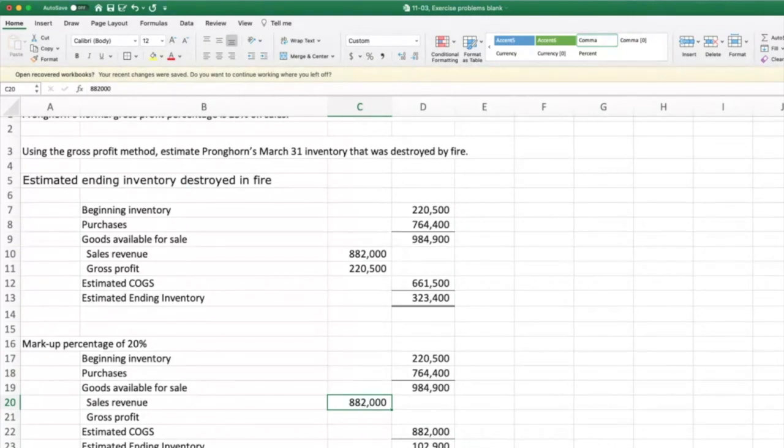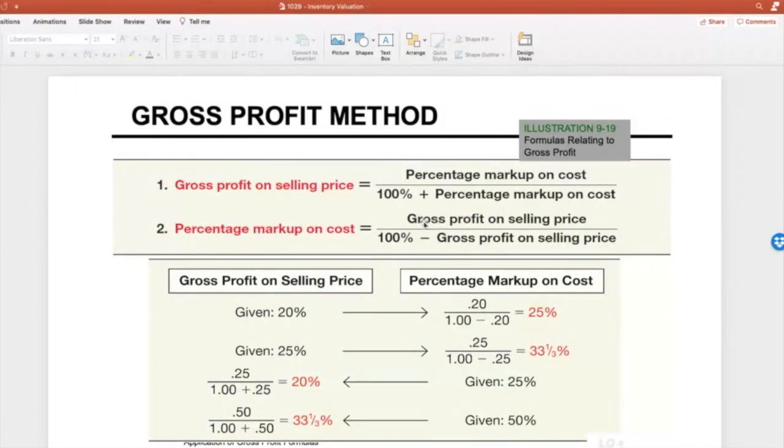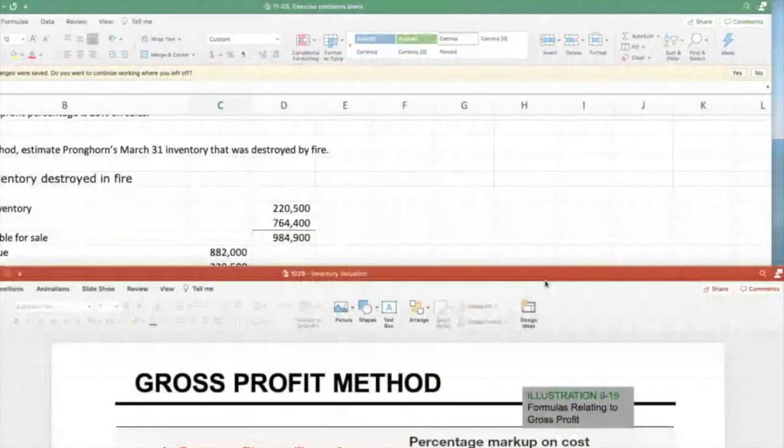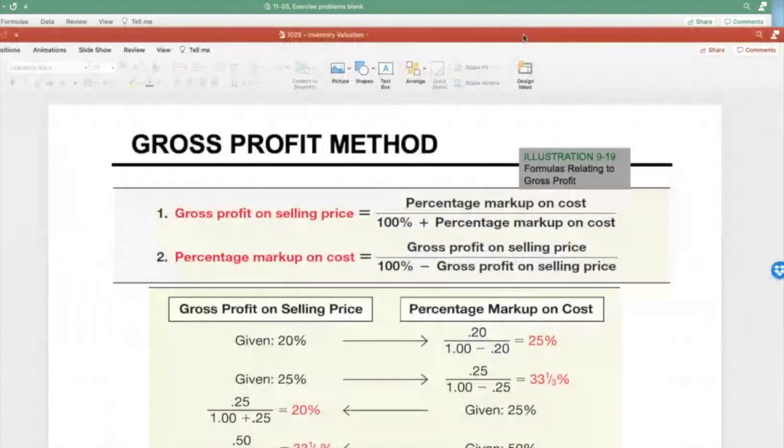$882,000. So here's our slide on it. If we have the gross profit on selling price, we take that and 100 minus the gross profit on selling price, which is what we already did. Now we want to go the other way around. We want to know what the gross profit on the selling price is because we have the selling price of $882,000. So we want to calculate this percentage, the percentage markup on cost, which is 20%.